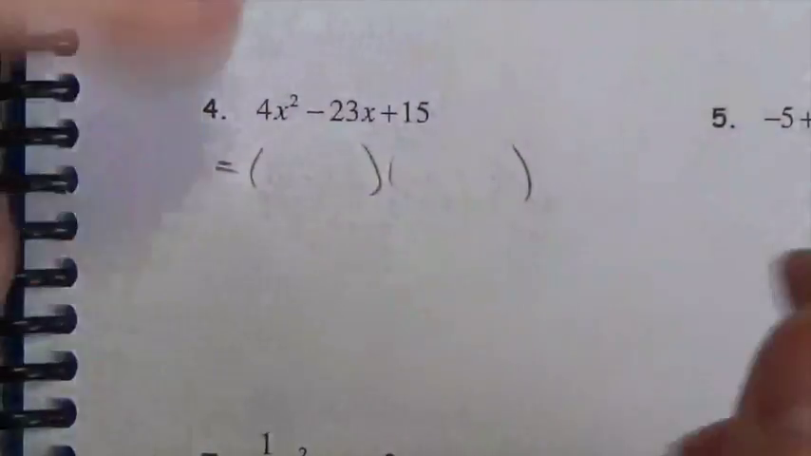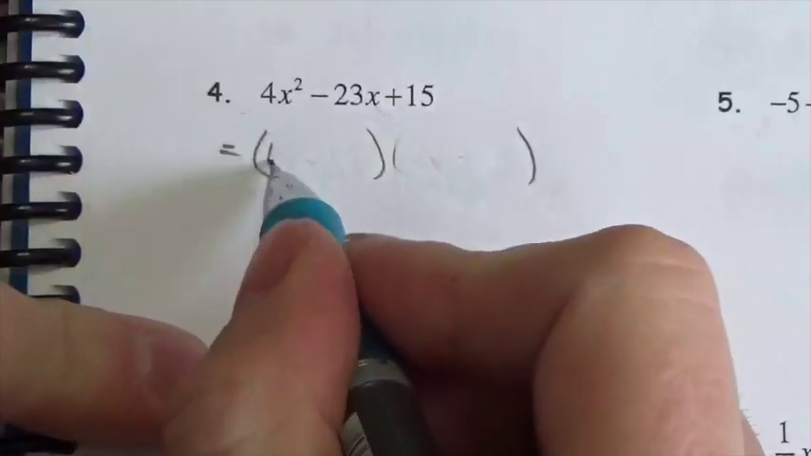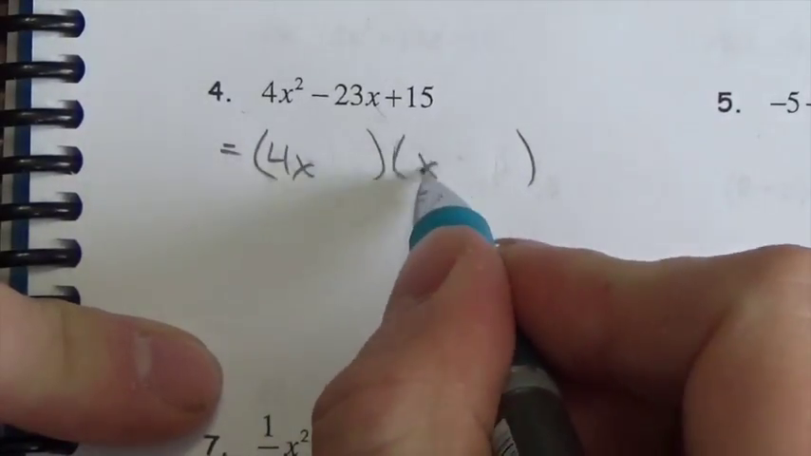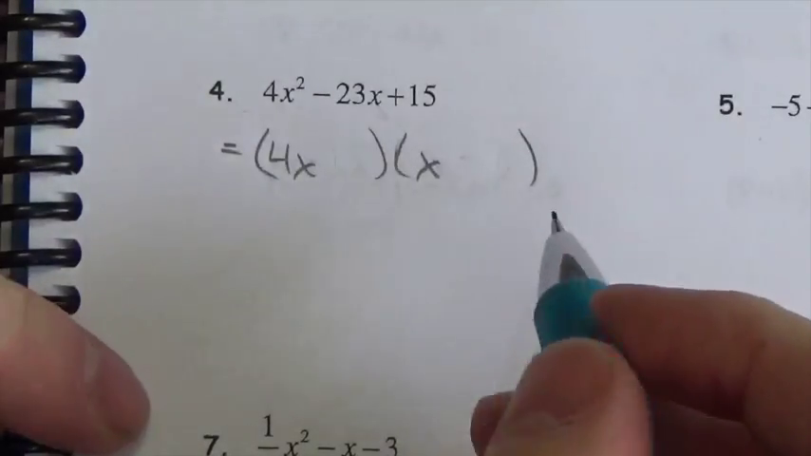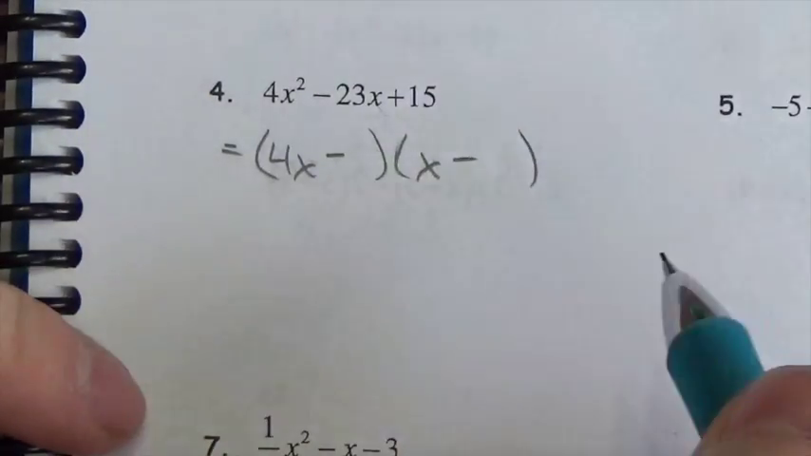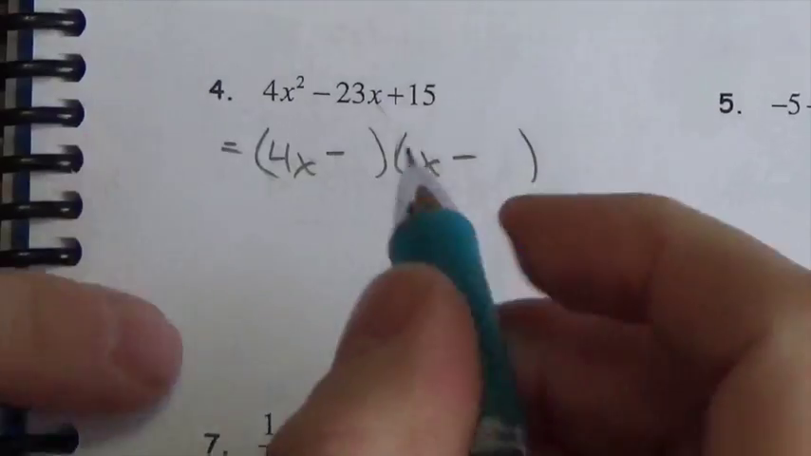So I just got to go back, and instead of 2 and 2, I got to make this really 4x and 1x. Okay? Now, once again, my reasoning before was correct. This has got to be negative. This has got to be negative. Now, let's try it again with the 5 and the 3.